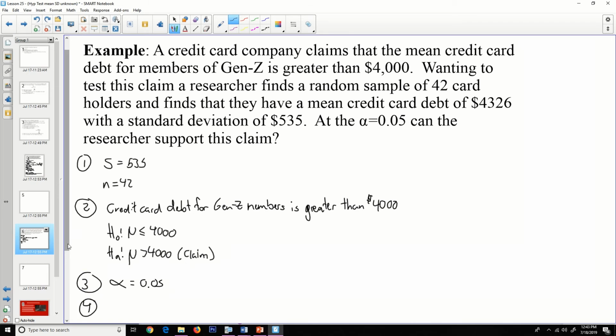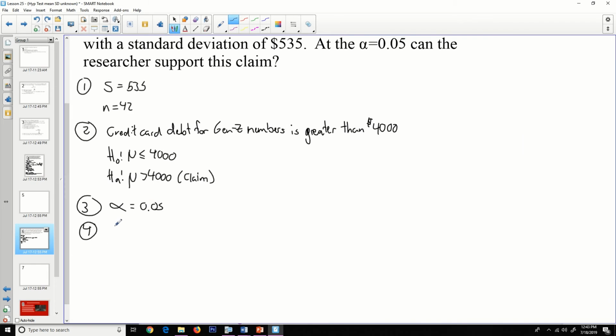4. We need to identify our degrees of freedom. And so in that case, n equals 42 minus 1. So our degrees of freedom are equal to n minus 1, which would be equal to 42 minus 1. And then for number 5, we've got to determine our critical values.